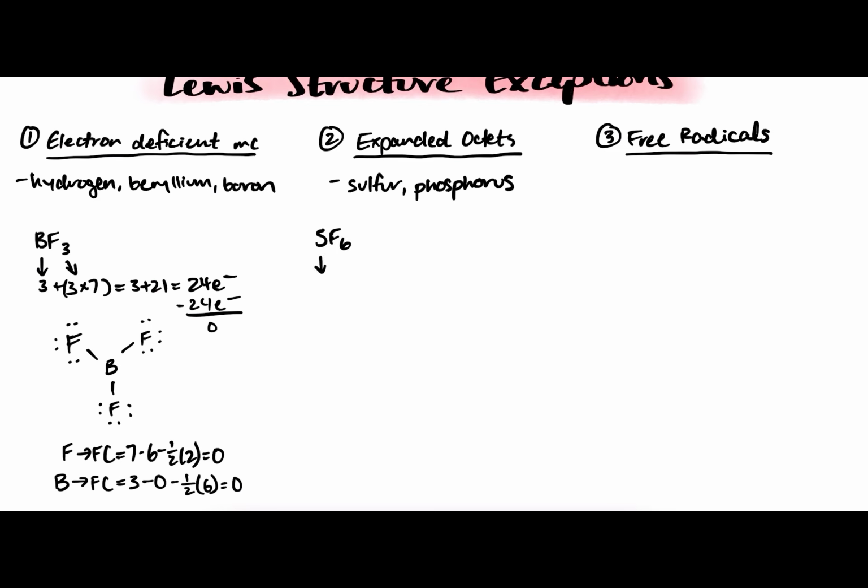So sulfur has 6 valence electrons. Fluorine has 7 each, times 6 of them. We have 6 plus 42 gives us 48 electrons that we need to use up. We'll put sulfur in the middle since it's the least electronegative, and just put our 6 fluorines around it. Excuse my drawing skills here. We'll give all of our atoms a full octet.